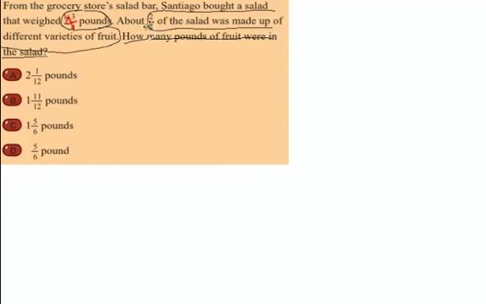I might choose 2. So I'm going to reread the problem. And if the problem makes sense to me when I reread it, then the simple substitution strategy worked. If it doesn't make sense, we're going to have to try something else. So it says, from the grocery store salad bar, Santiago bought a salad that weighed 4 pounds. About 2 of the salad was made up of different varieties of fruit. Okay, that just, about 2 of the salad.